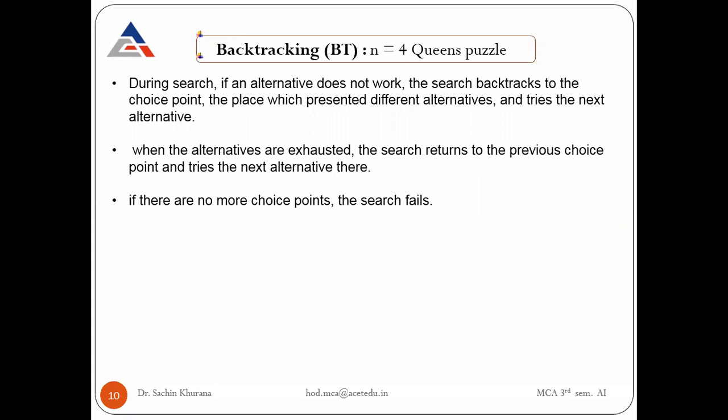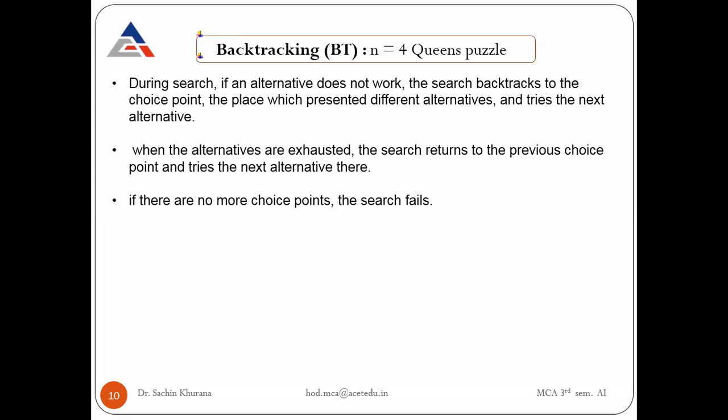So here also, if we have a large number of children, it means we have a large number of alternatives available as a solution to the same problem. When all the alternatives are exhausted, when you have visited and tried all the children, the search returns to the parent, the previous point, and tries the next alternative. That means there are other alternatives available, so you move to the second one, or third one, or fourth one.